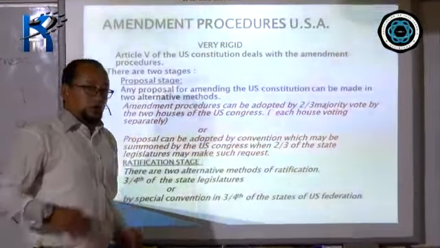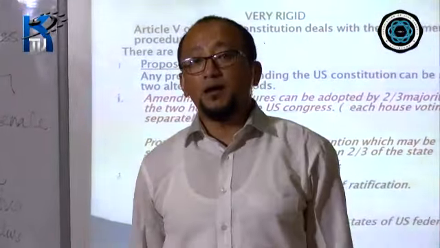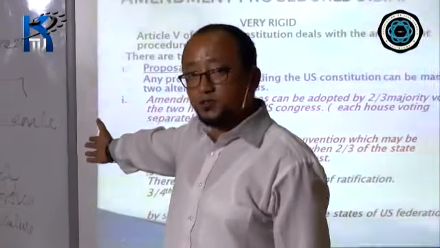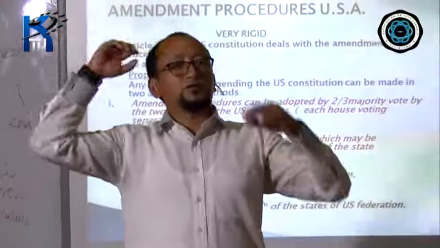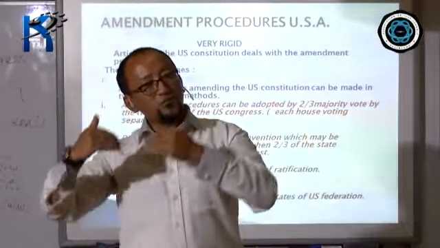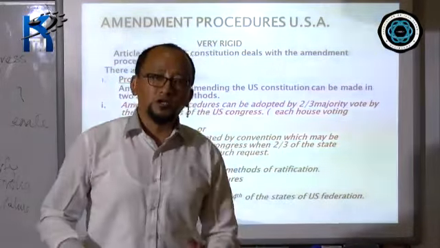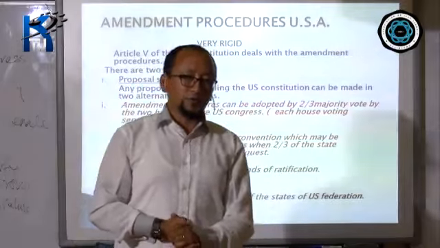Okay? So the US Constitution is very, very rigid. Okay? It's difficult to amend because it has to go through such a lengthy procedure. 2/3 of the Senate and the House of Representatives. After that again, it has to be ratified and approved by 3/4 of the state legislature. Children, I hope that's all right with you.